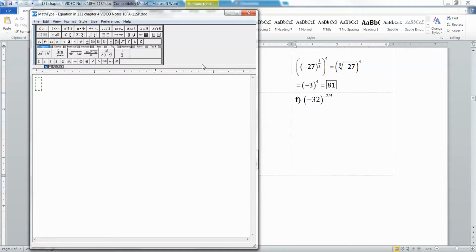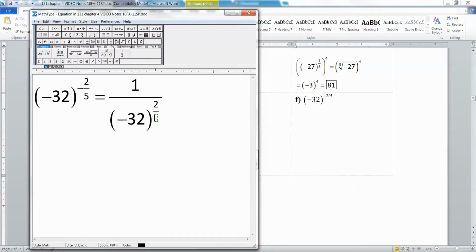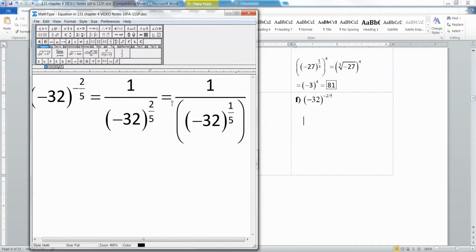All right. So let's see. This is negative 32 to the negative 2 over 5. Okay, so that negative in front of that power is going to make it 1 over everything else. The negative, the 32, all the rest of the stuff goes down. But the negative that was in front of that 2/5 is gone. All right, this is equal to 1 over, and then you're going to take negative 32, but you've got to take all of it. All of negative 32 to the 1/5 power, and then you're going to raise it to the 2.